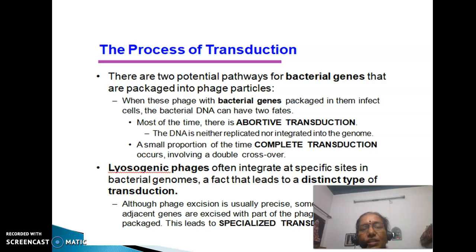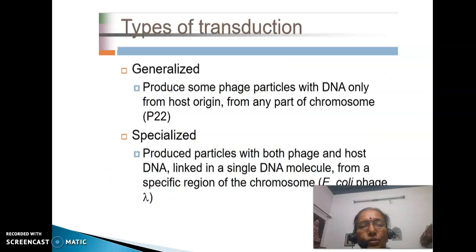Now the process of transduction is generally understood in two modes. One is called generalized, the second is specialized. In generalized transduction, as the term indicates, any portion of the bacterial chromosome can be picked up by the viruses and transferred to another bacterial cell. This type is called generalized transduction. In contrast, in the specialized transduction mode, a specific region of the bacteria is identified, picked up, and delivered to another bacterial cell. This is called specialized transduction. Now we will understand one by one.